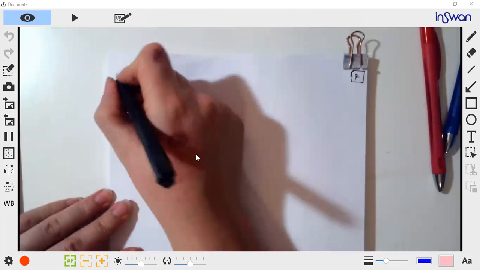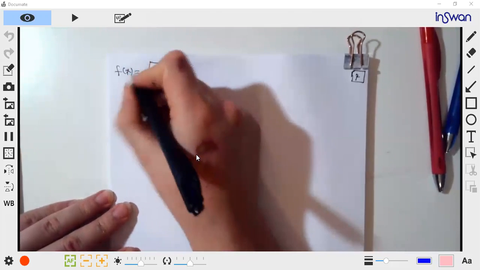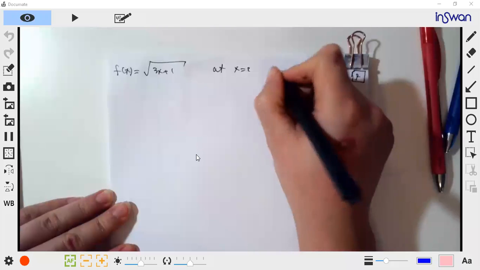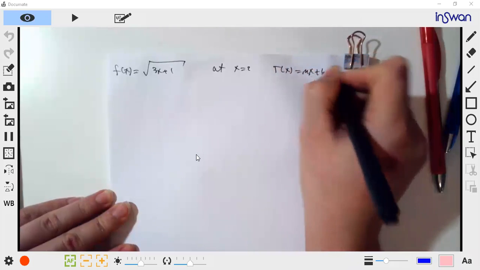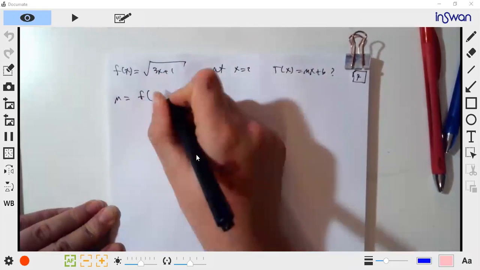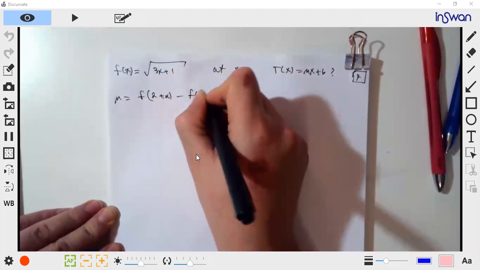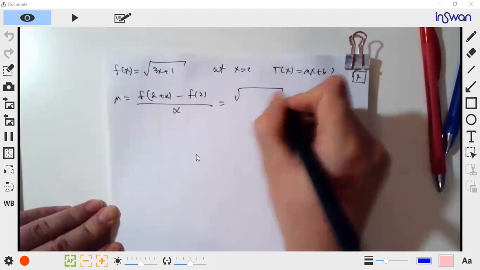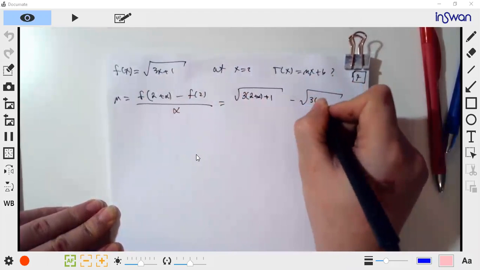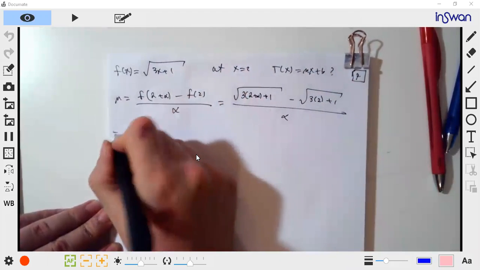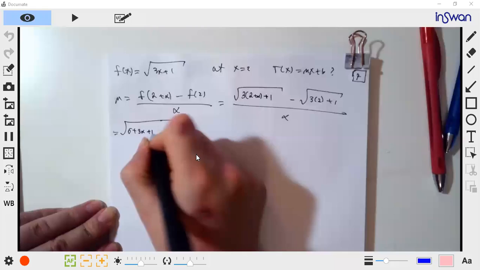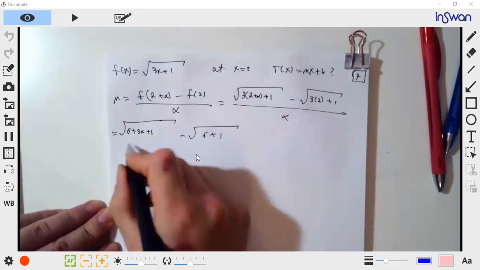Let's do another example. What if our function is equal to the square root of 3x plus 1 at x equals 2? What is the tangent line? Well, the slope is f of 2 plus alpha minus f of 2 all over alpha. This is equal to the square root of 3 times 2 plus alpha plus 1 minus the square root of 3 times 2 plus 1, everything divided by alpha. This is equal to the square root of 6 plus 3 alpha plus 1 minus the square root of 6 plus 1 all over alpha.